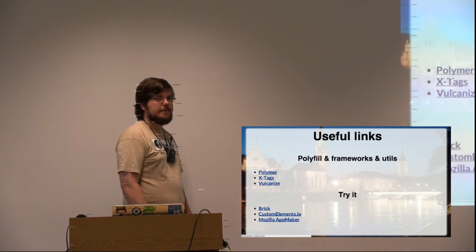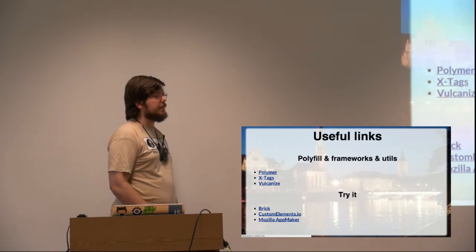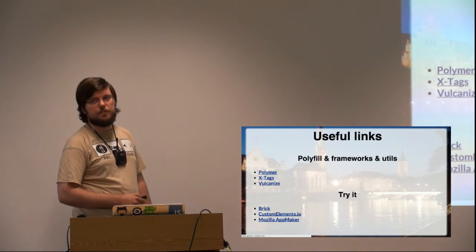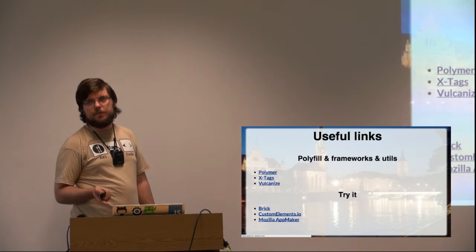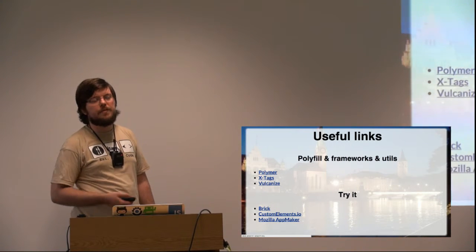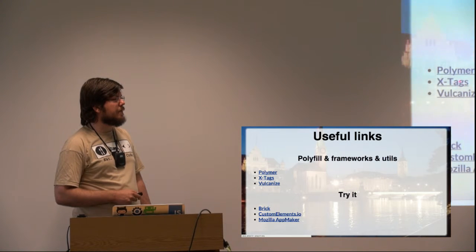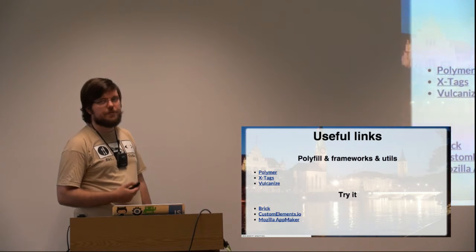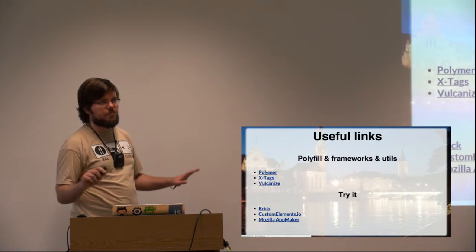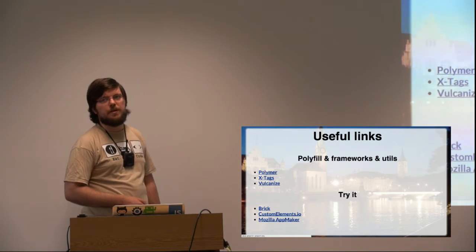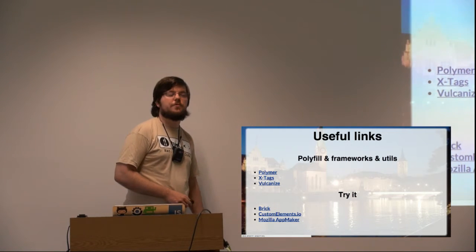There's a couple of useful links in the slides as well if you need them. So that goes to Polymer. That's another framework, X-Tag from Mozilla. It uses the same platform polyfill, but it builds its own elements on top of it. There's also Brick, which is a collection of elements for X-Tag. There's customelements.io, which is a collection of elements based on Polymer. And Vulcanize is the tool that I said is going to be sort of Browserify for web components. The Mozilla App Maker, as I learned this morning, is sort of defunct at the moment, unfortunately.